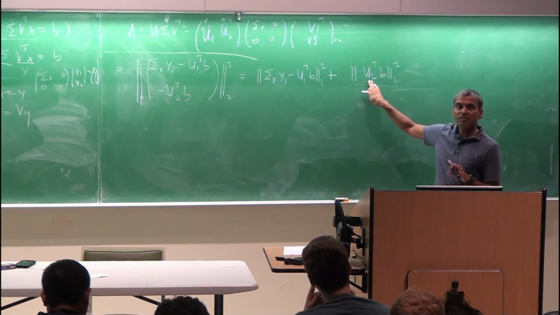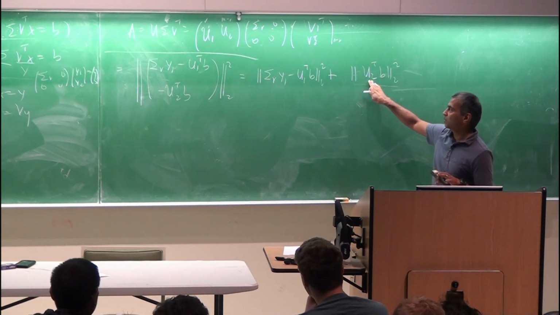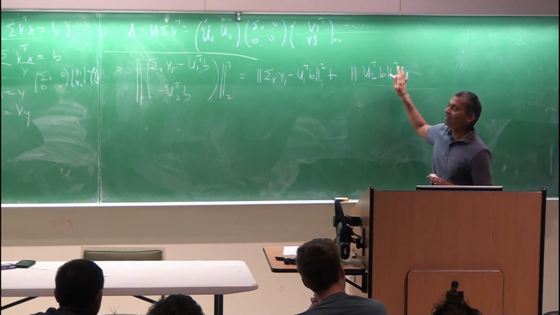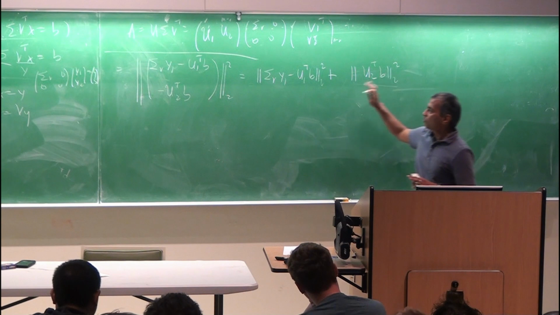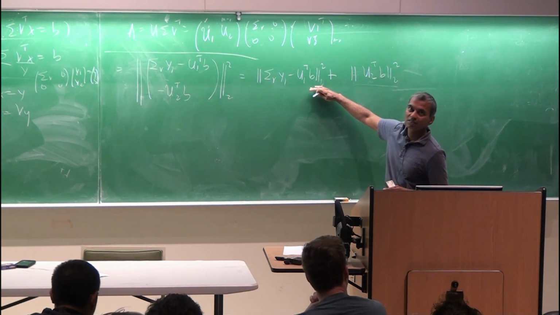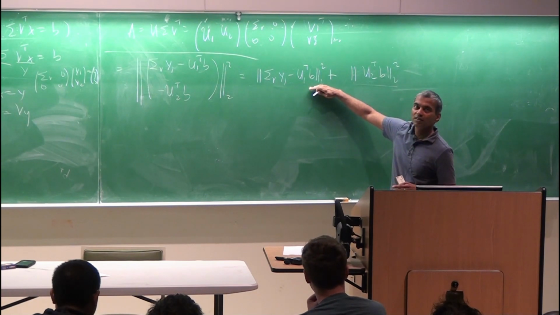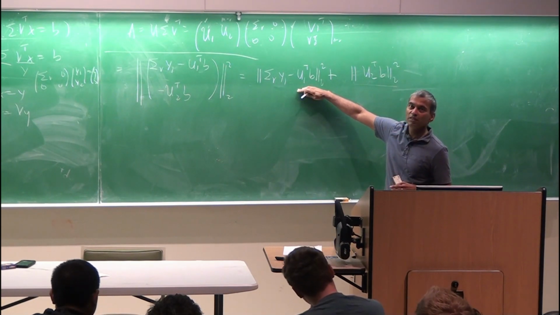Because u2 comes from the matrix A, which is fixed, u2 is fixed once you pick the SVD. B comes from the right-hand side, that's fixed, right? So this number does not depend upon y at all. So when you pick y, only this number changes. So when you're minimizing over y, the only number that you can change is this one. But you see that this one can actually be made 0, right?